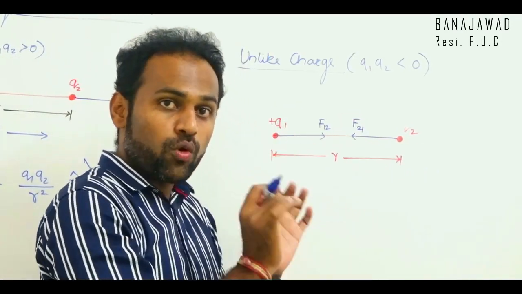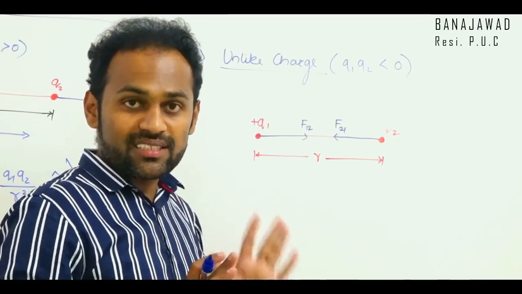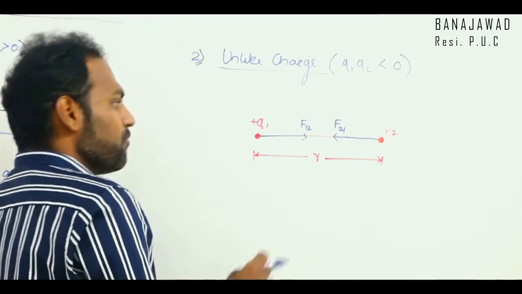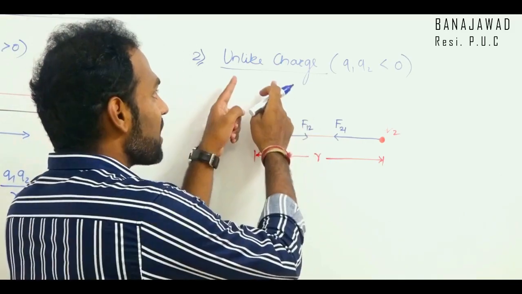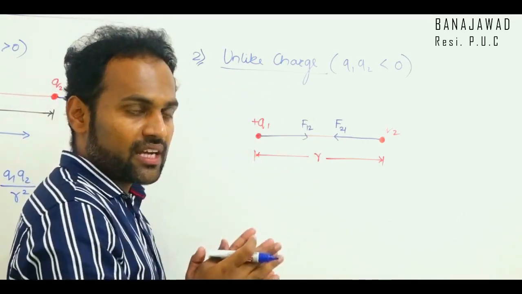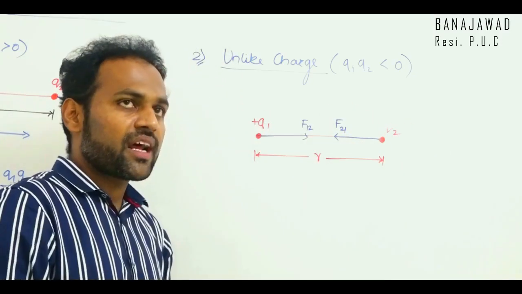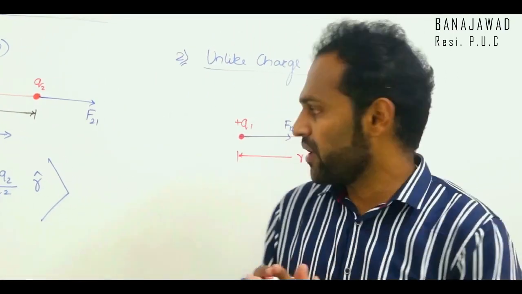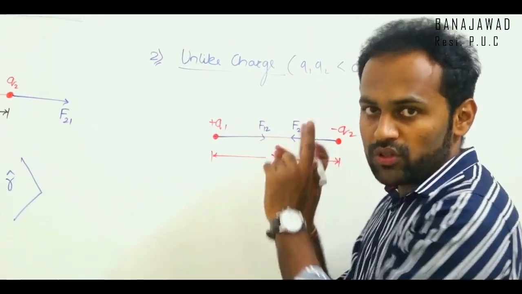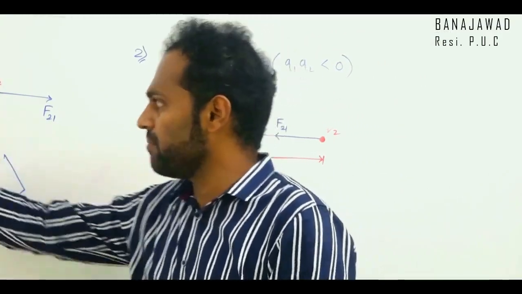Again, the forces are shown along the straight line joining the two charges only. Yes or no? Because these are central forces. That's why F12 and F21 are shown along the straight line joining the two charges. Since both are unlike charges, there will be a force of attraction between them. That's why we are showing the forces in this direction. Remember, force of attraction means this force will be bringing the charges towards each other. Force of repulsion means this force will be dragging the charges away from each other. That's why we show them in this way.